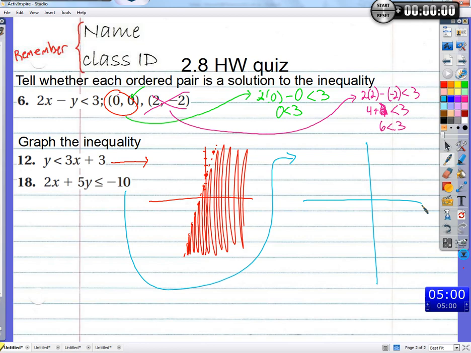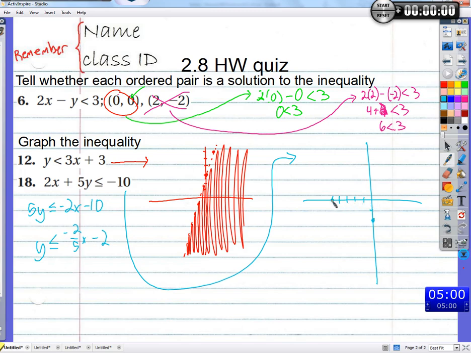How do we graph this? You subtract 2x from both sides. So you're going to change the inequality up a little bit: negative 2x minus 10. Divide by 5: negative 2/5 x minus 2. So following the example that Anthony gave us from the last problem, we go down 2, and then we do the slope: up 2 and to the left 5.